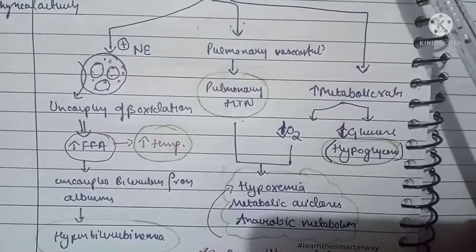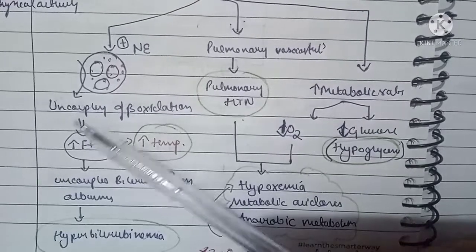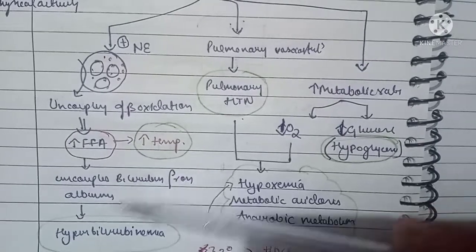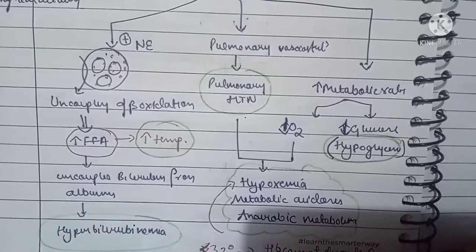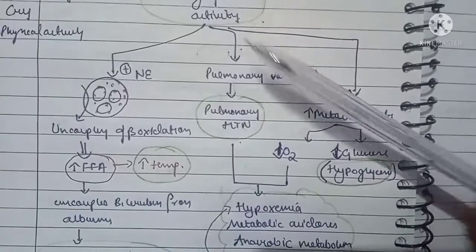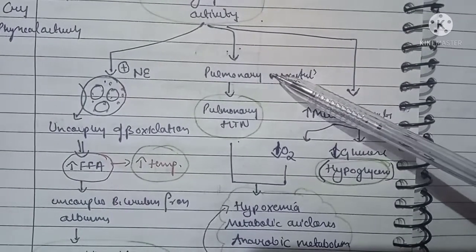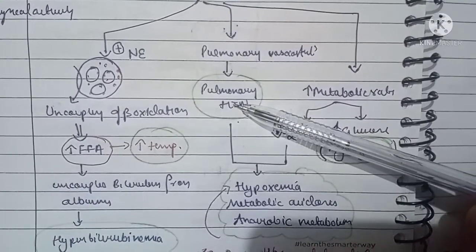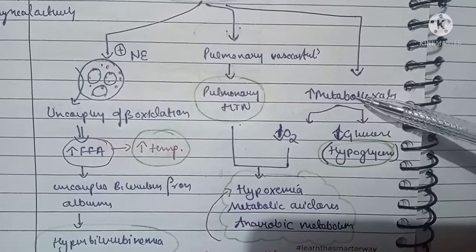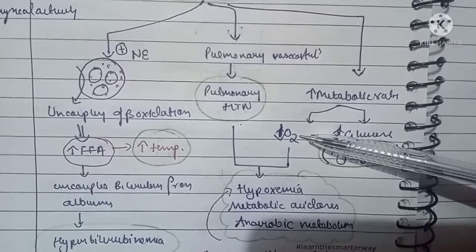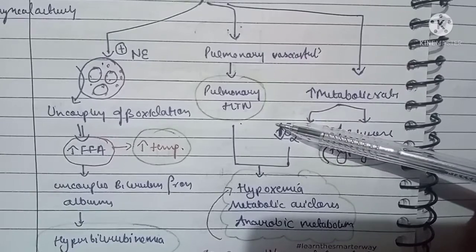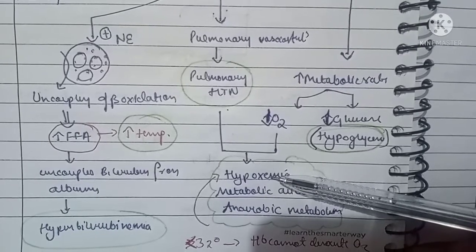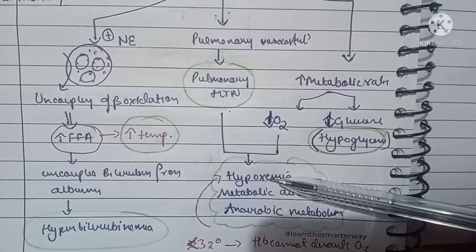This is non-shivering thermogenesis. Also, because of increased level of free fatty acid, this increased free fatty acid uncouples the bilirubin from albumin, leading to hyperbilirubinemia. The sympathetic innervation will act on pulmonary arteries and will lead to pulmonary vasoconstriction. This will lead to pulmonary hypertension. At the same point of time, increased metabolic activity is decreasing the oxygen level in our body. These two together, the decreased oxygen level and pulmonary hypertension, are going to lead to hypoxemia. Okay, decreased level of oxygen in our blood.